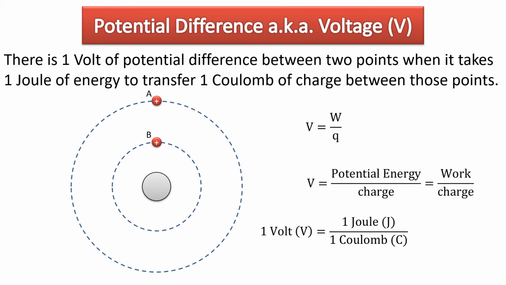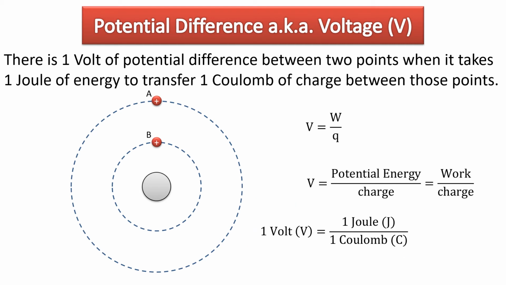Let's talk about what a volt is a little bit more in depth. It says there is 1 volt of potential difference between 2 points when it takes 1 joule of energy to transfer 1 coulomb of charge between those 2 points. So let's say you have 1 coulomb of charge here, and it takes 1 joule of energy to move it here. Then the potential difference between these 2 points is 1 volt. Okay, it's 1 joule per 1 coulomb.